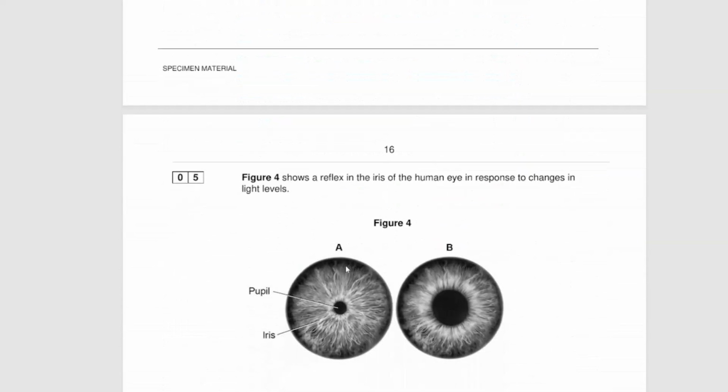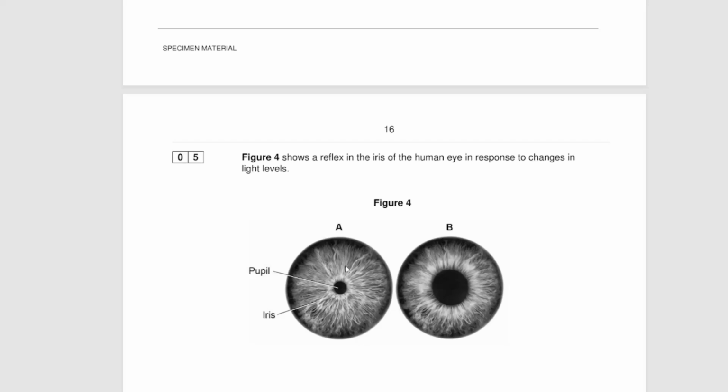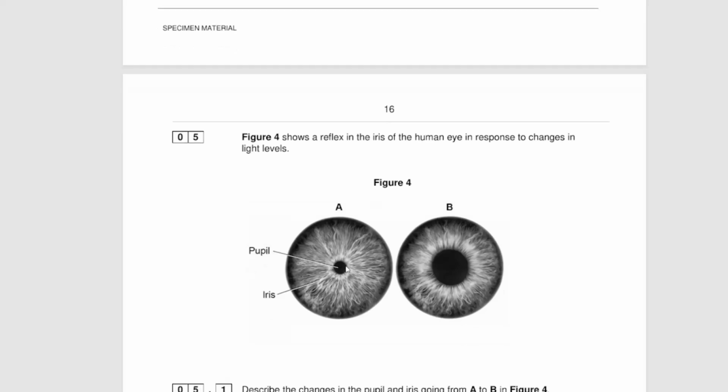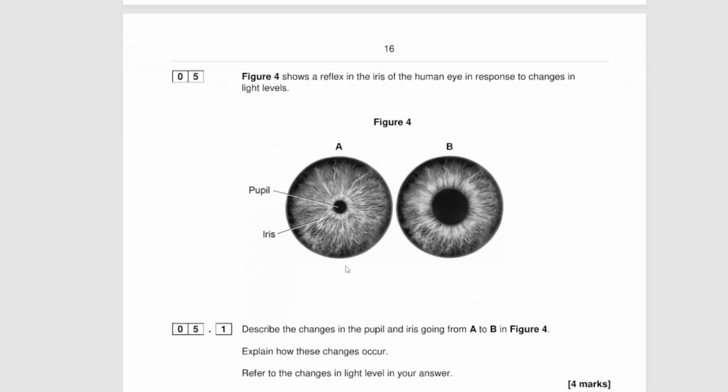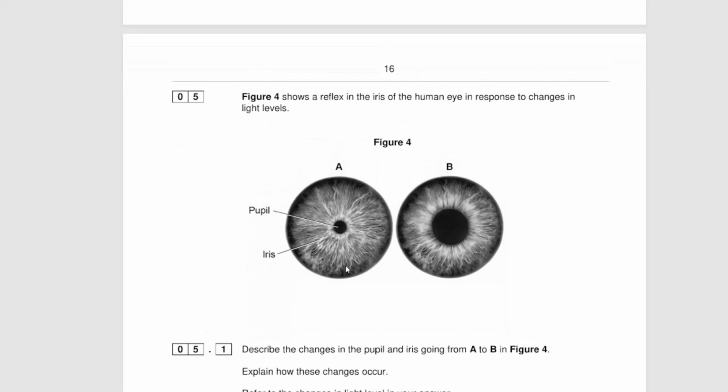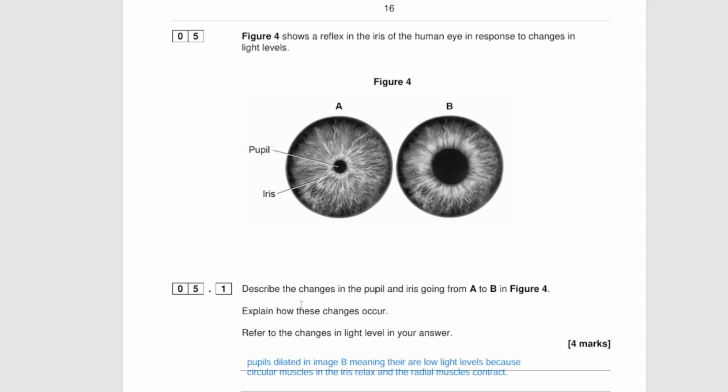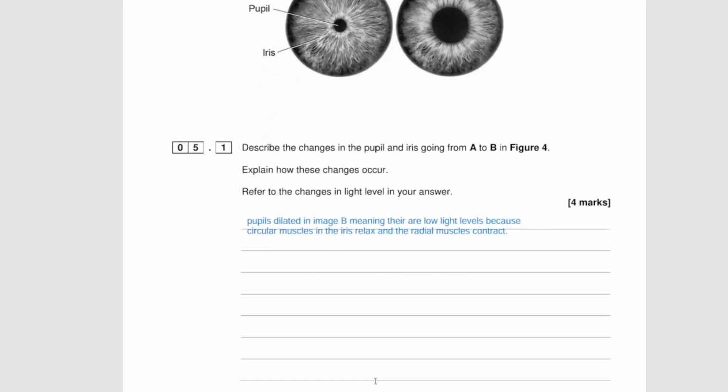Moving on to figure 5, we're shown a reflex in the iris of the human eye in response to changes in light levels. Describe the changes in the pupil and iris going from A to B in figure 4, and we're asked to explain how these changes occur. And we're asked to refer to the changes in light level in your answer. And this is the pupils are dilated in image B, meaning there are low light levels because the circular muscles in the iris relax and the radial muscles contract. Once again, a telltale sign this is a specimen paper, with there being such little information that would get you all 4 marks.